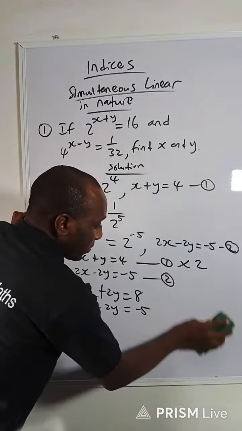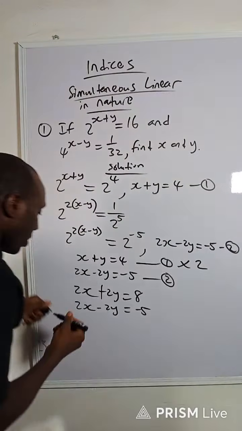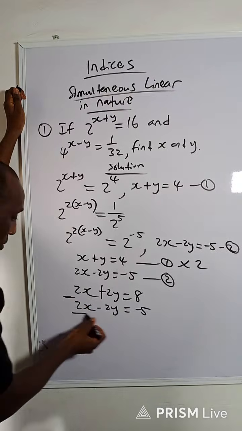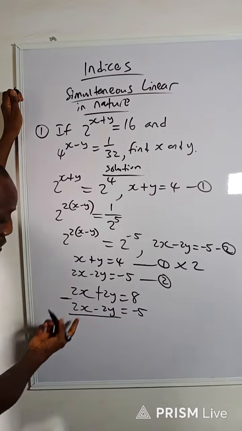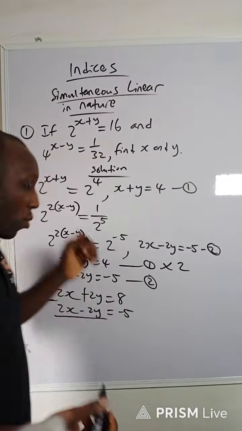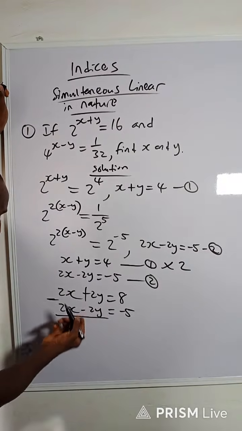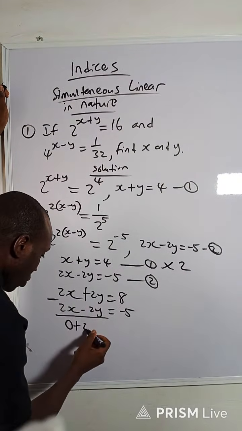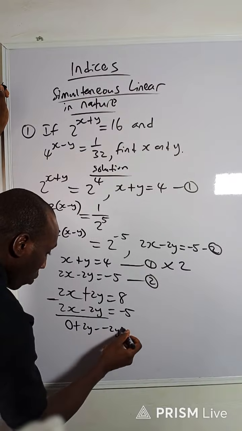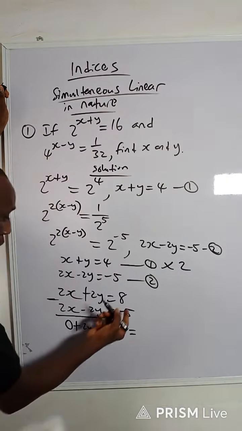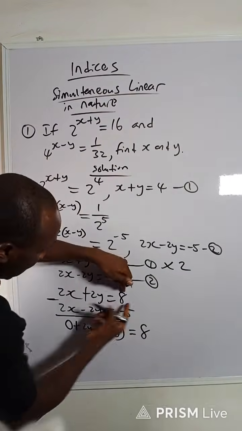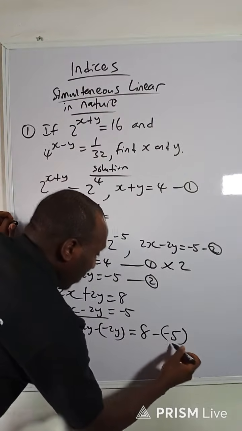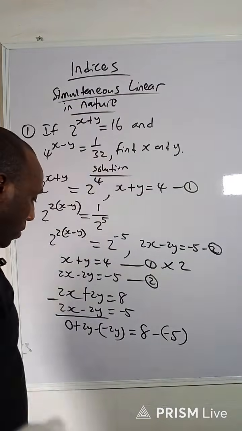Do you understand that? So let's do this. Let me subtract both equations. I'm going to write a minus sign here and let's subtract. What is 2x minus 2x? That is 0. So we'll put 0 here. And what is 2y minus negative 2y? Let me just write it here. 2y minus negative 2y is equal to 8 minus negative 5, I'm sorry, negative 5. Do you see that?